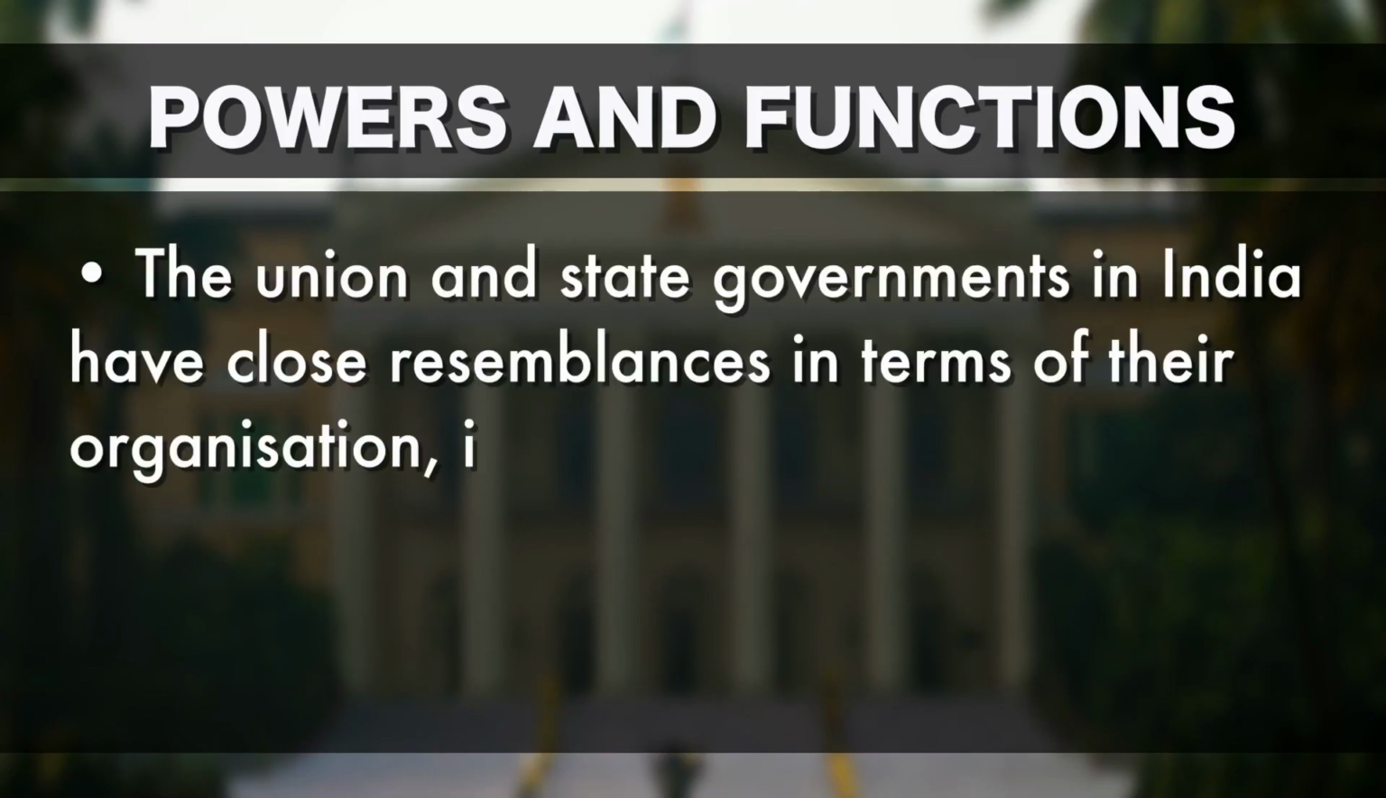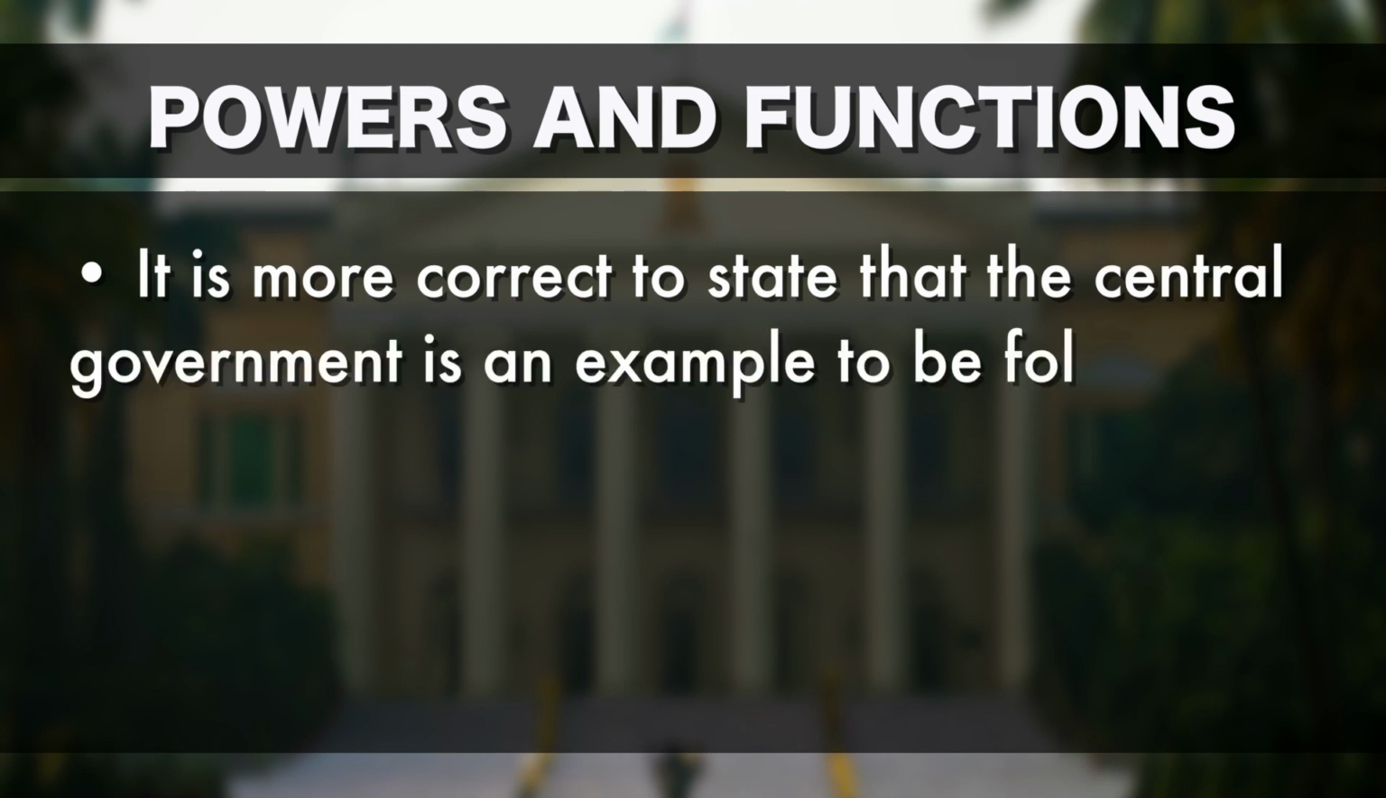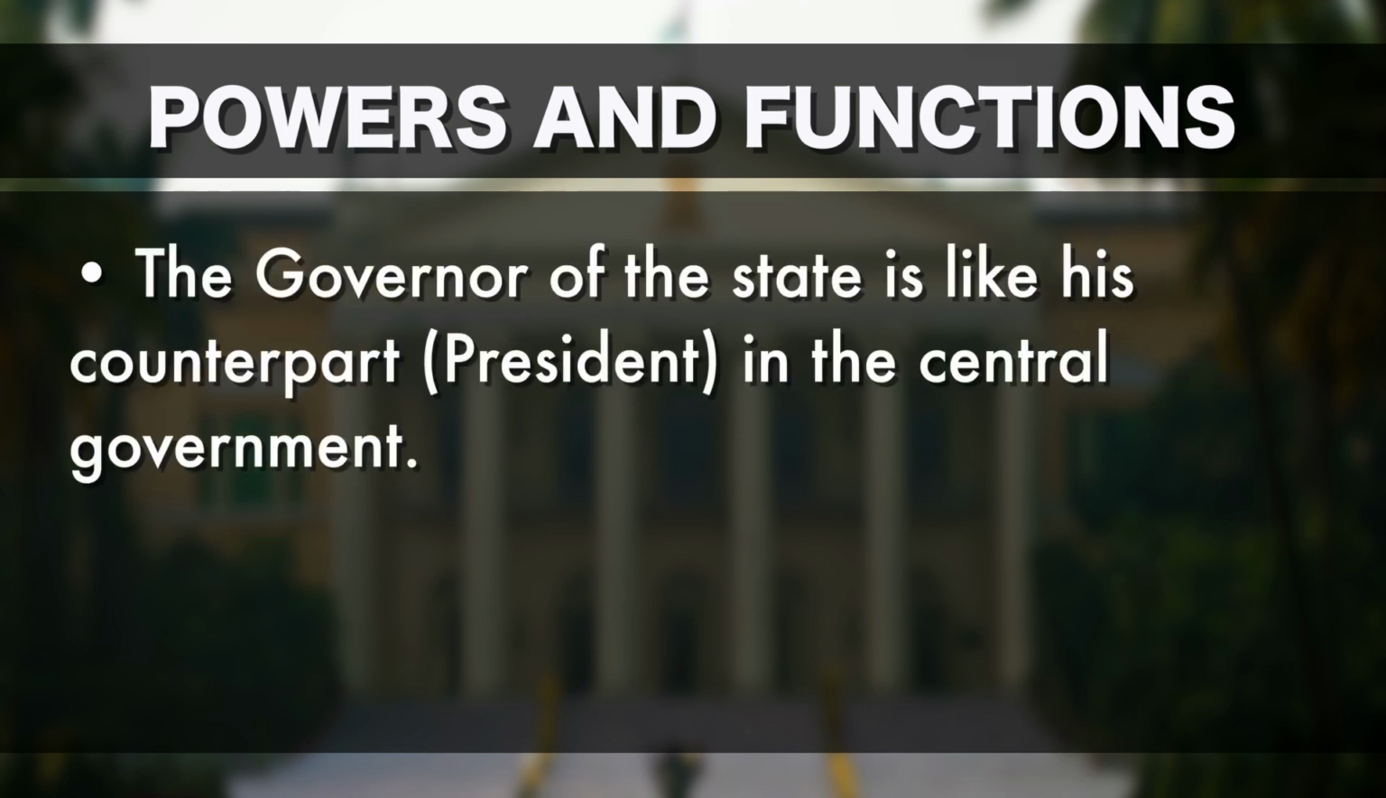The union and state governments in India have close resemblances in terms of their organization, institutions, and the principles and patterns of governance-related mechanisms. It is more correct to state that the central government is an example to be followed by the state. The governor of the state is like his counterpart, that is the president, in the central government.